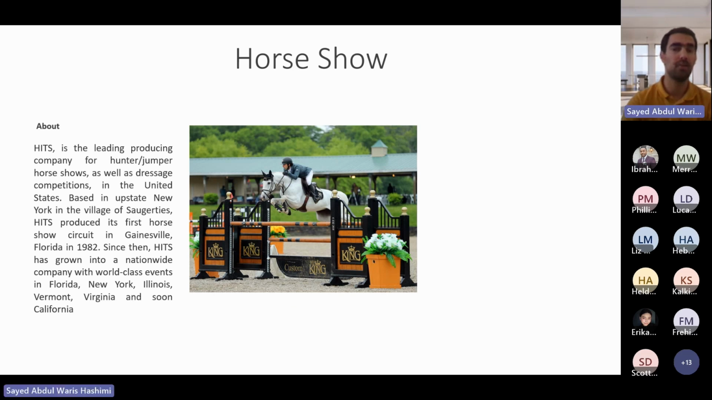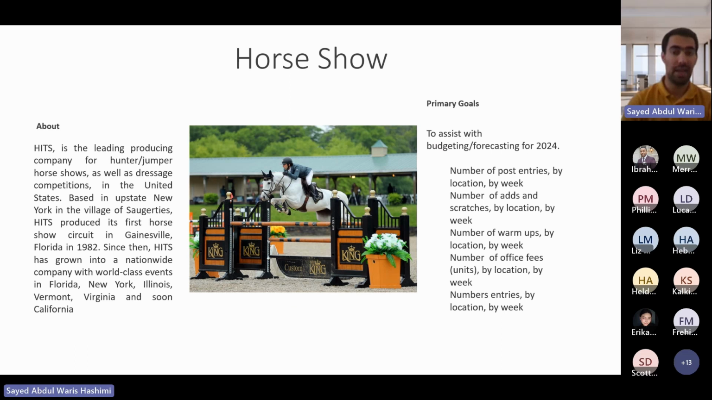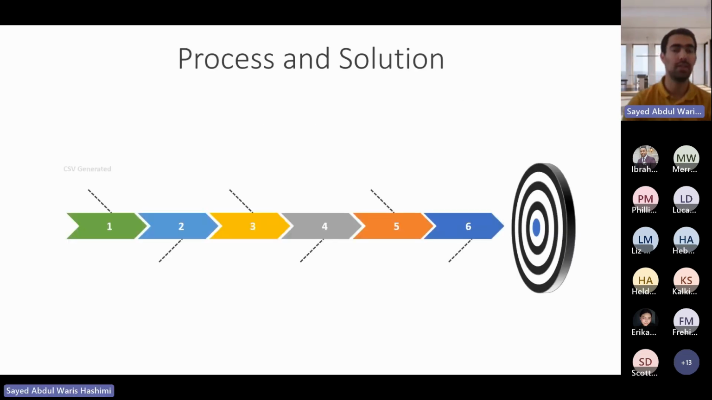What is the primary goal for me? They asked that they need to know the budget for 2024. They're trying to help with the previous data. They want the number of entries by location, by week, and by different categories. And for the solution, I just received data from their system.